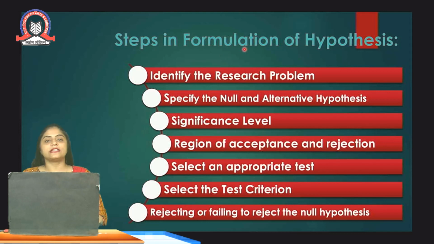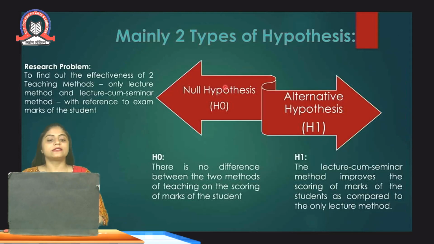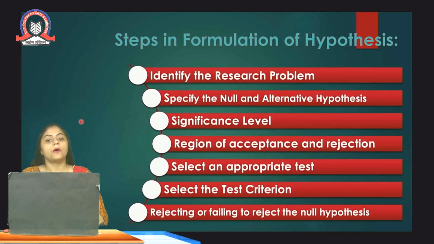There are in all 7 to 8 steps in formulating a hypothesis. The first step is to identify the research problem. Take an example. Suppose we need to find out the effectiveness of two teaching methods, one is only the lecture method and the other is the lecture cum seminar method. Which one will be more effective with reference to the exam marks of the students? That is our research problem.